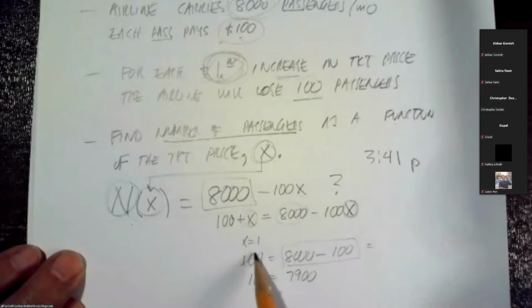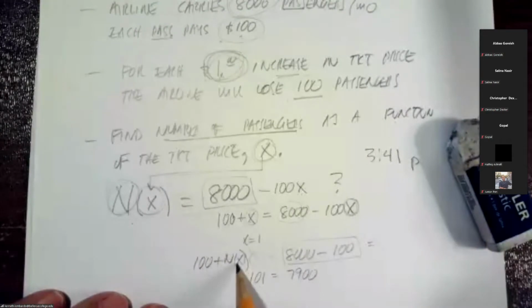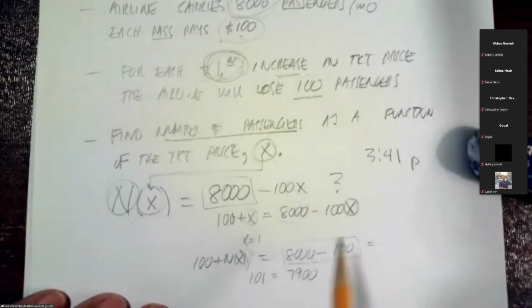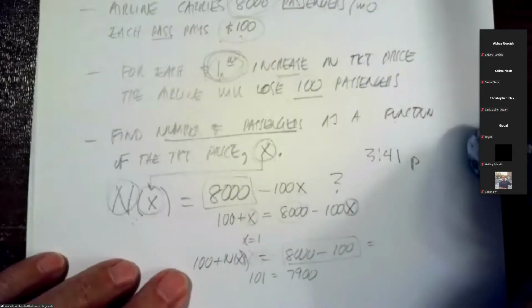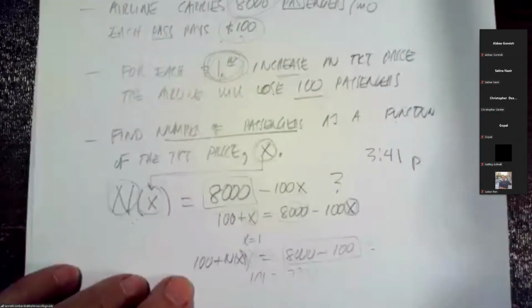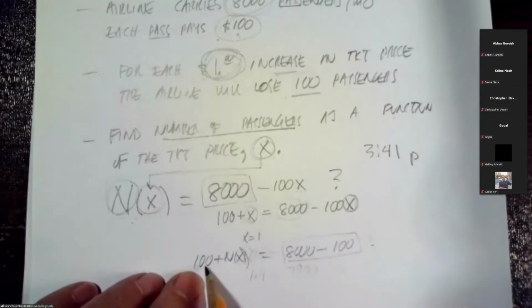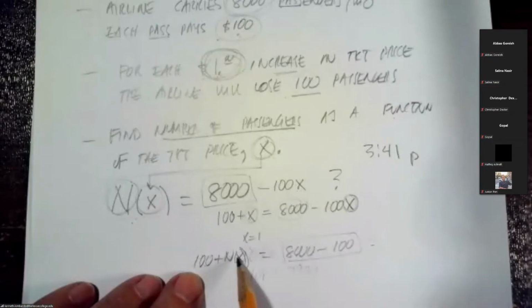So is it as simple as instead of having 100 plus x, it could be 100 plus n as a function of x on the left side of the equation? 100 plus n sub x like that. So on the left side, we want n as a function of x equals this. I'm just trying to find a way so that we can get a variable that will equal the number of passengers. So if we had 100 plus n, I don't think it works either.